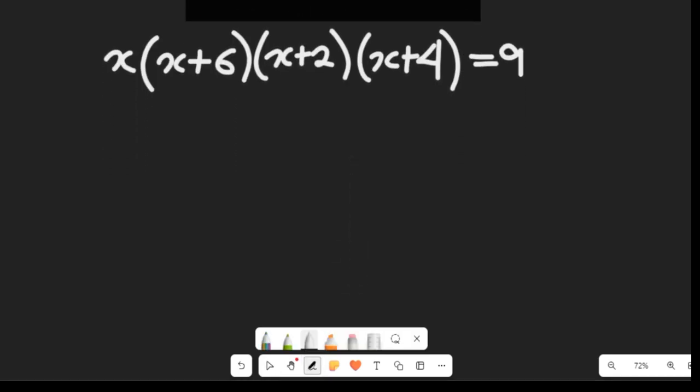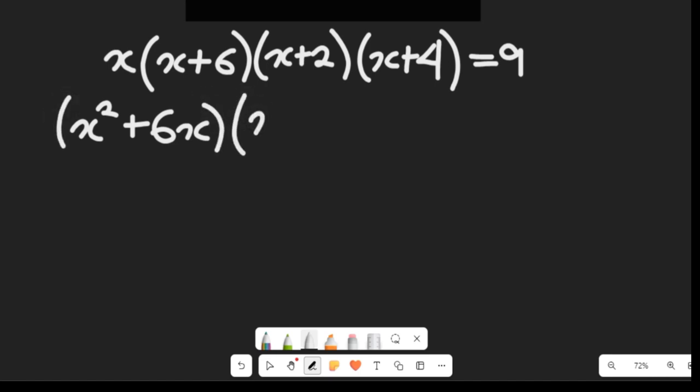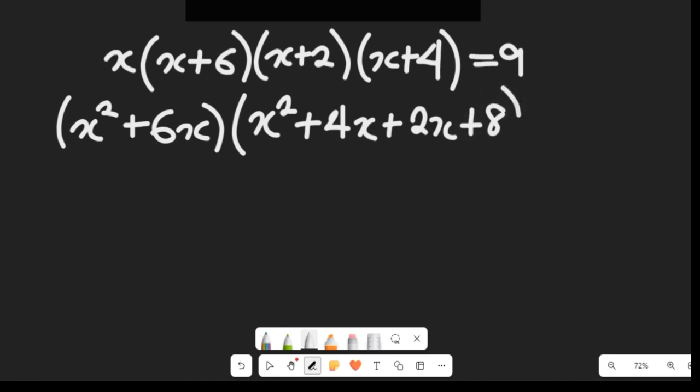If I multiply these two, I'll have x squared plus 6x, right? Now if I multiply these two, I'll have x squared. X times x is x squared, plus 4x plus 2x plus 8, and that will be equal to 9.